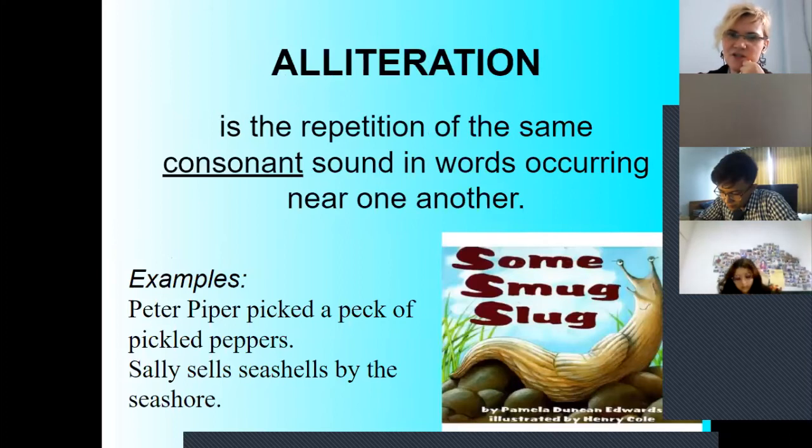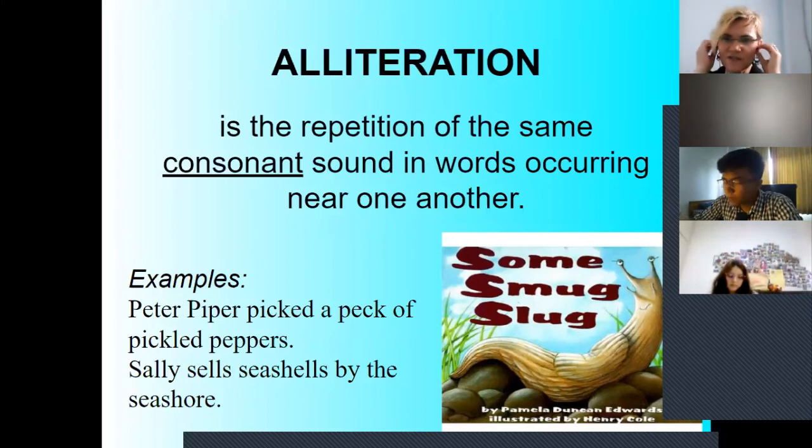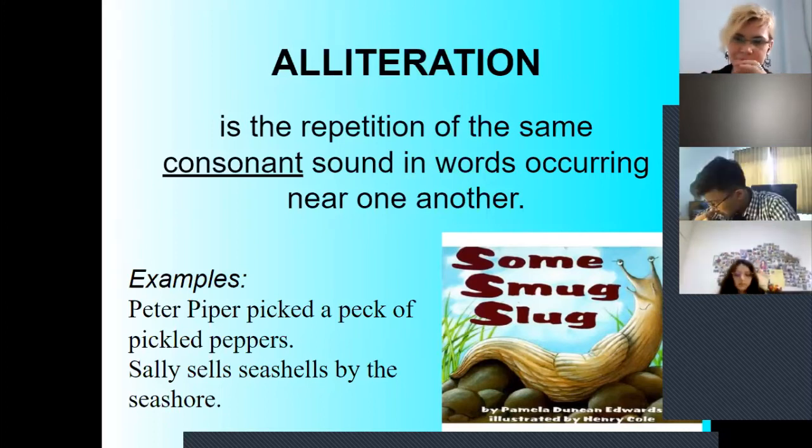Alliteration is the repetition of the same consonant sound in words that occur near to one another. Peter Piper picked a pack of pickled peppers. Try to say that fast, that's a tongue twister. Or Sally sells seashells by the seashore. The repetition of consonants creates an atmosphere, a mood, or an underlying meaning.